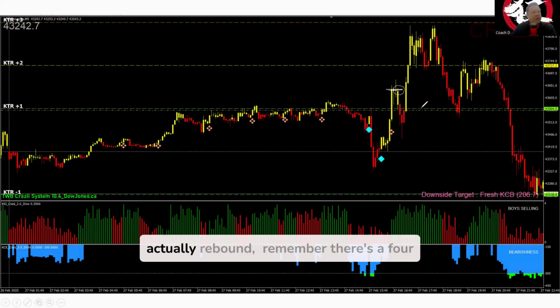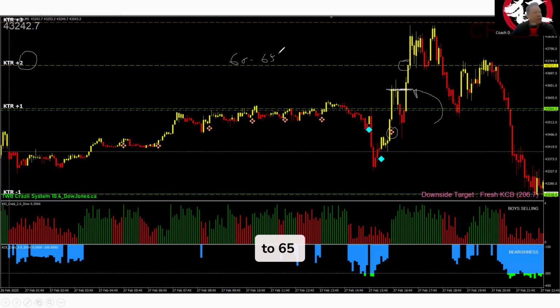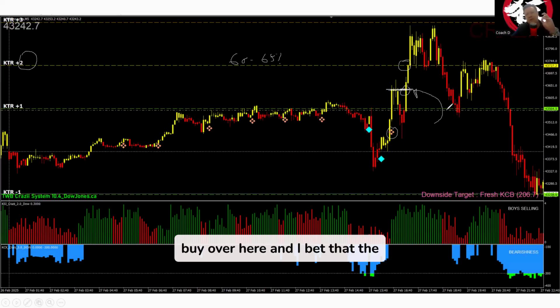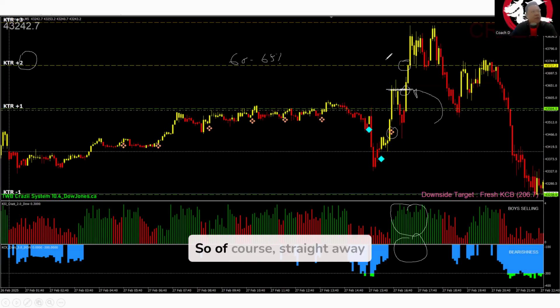And when the market actually rebounded, remember there's a diamond here. You can extend this to this point here. Straight away, this is where I buy into the Dow, and I'm aiming for KTR +2, because KTR +2 has a 60 to 65% chance of being traded today. So I try my best to buy over here, and I bet that the buying here and here will have a follow through impact and hit KTR +2, because there's a 60 to 65% chance. Of course, straight after I bought, the price goes even higher and misses KTR +3 by a fair bit.